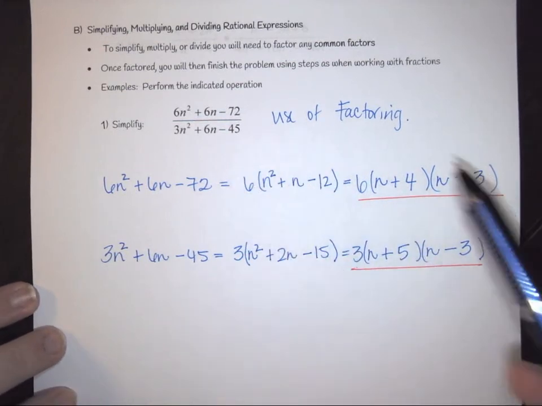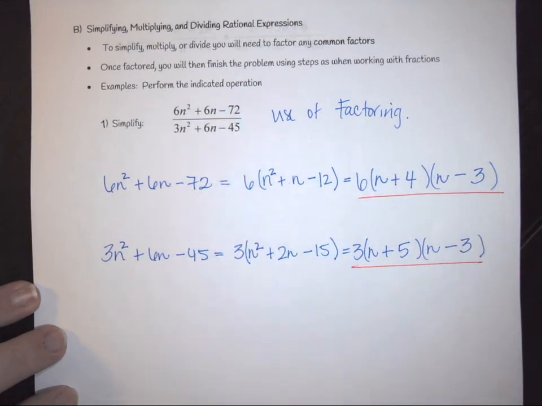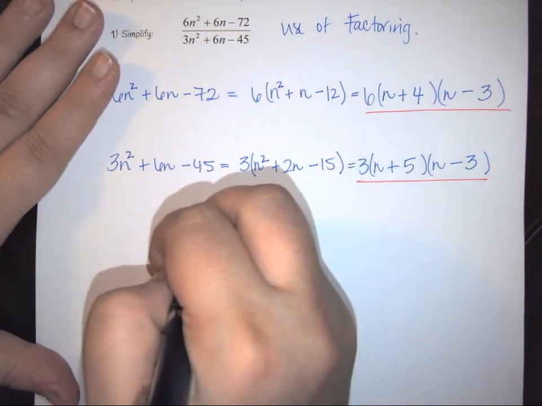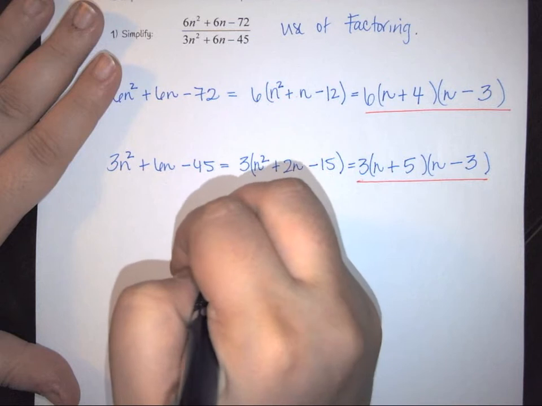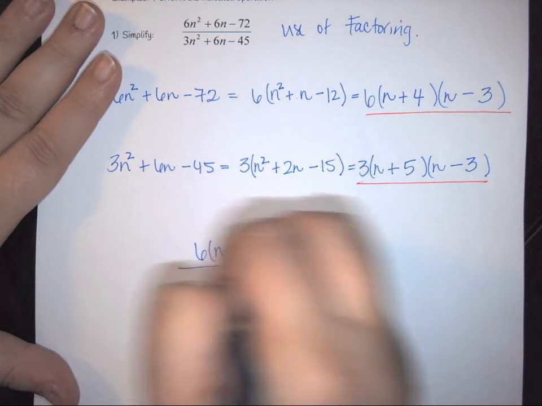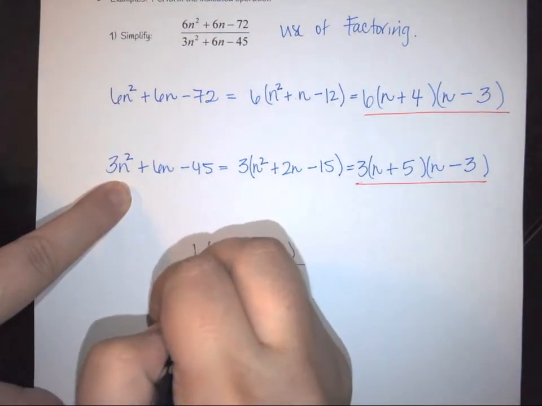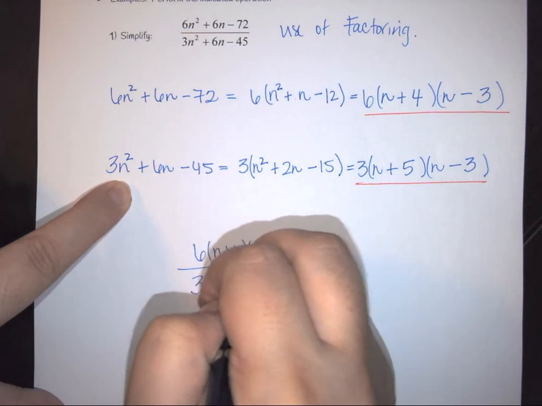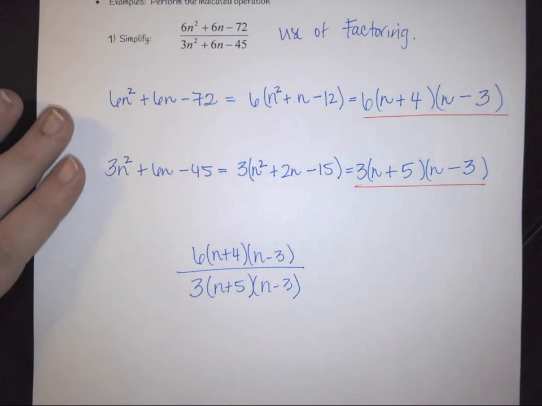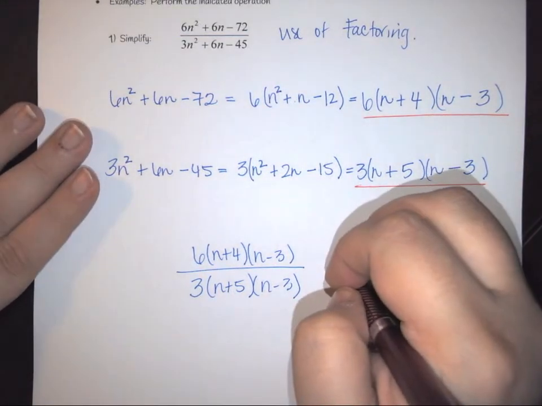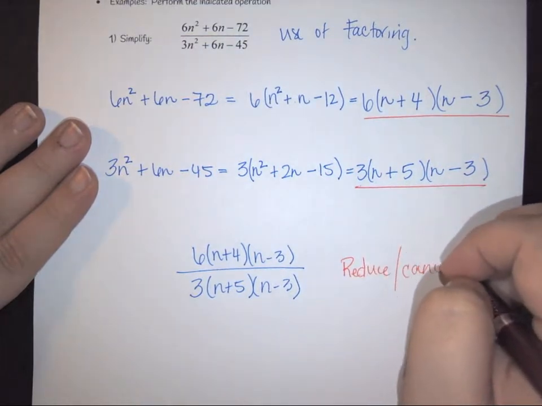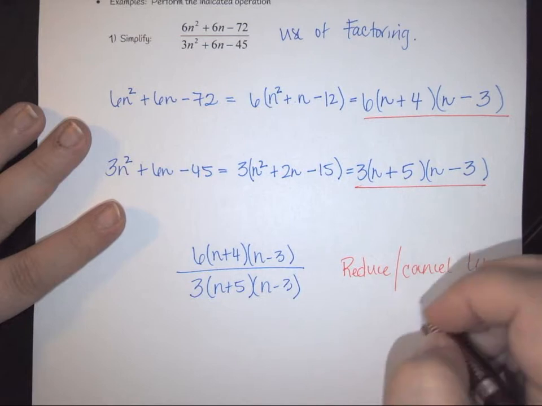So since I have reduced the top and bottom down to their factors, I need to rewrite my rational. So my 6n squared was on top, so my rational becomes 6 times n plus 4 times n minus 3. And this is going to be over the bottom, which was 3 times n plus 5 times n minus 3. And now what you want to do is reduce or cancel your like terms.